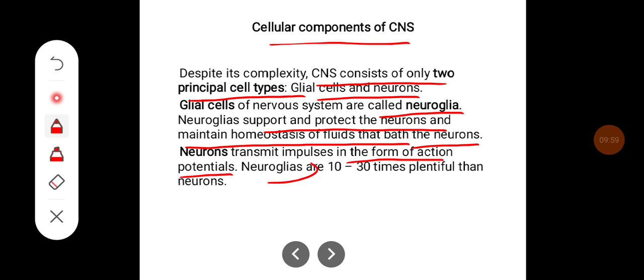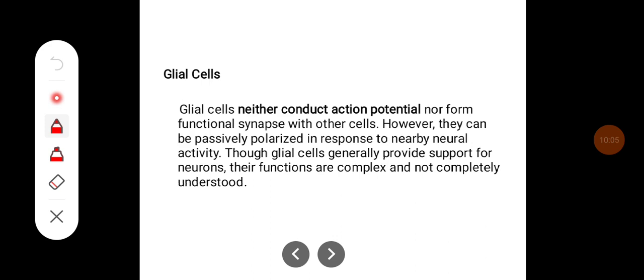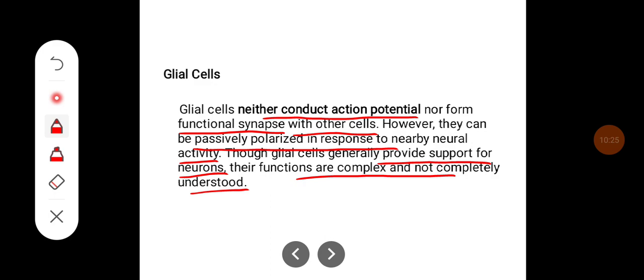The neuroglia are 10 to 30 times more plentiful than the neurons. Glial cells neither conduct action potentials nor form functional synapses with other cells. However, they can be passively polarized in response to nearby neural activity. Though glial cells generally provide support for the neurons, their functions are complex and not completely understood.